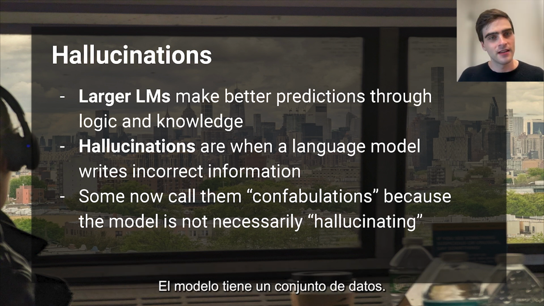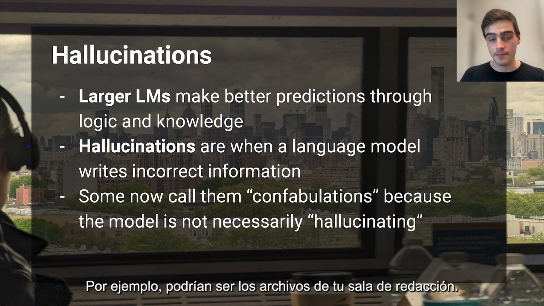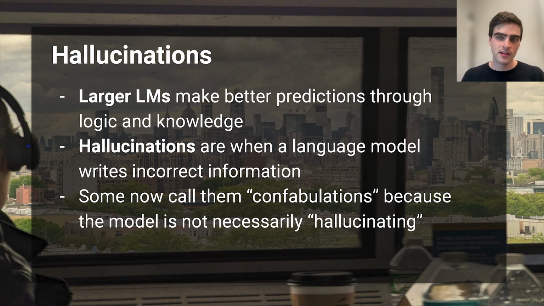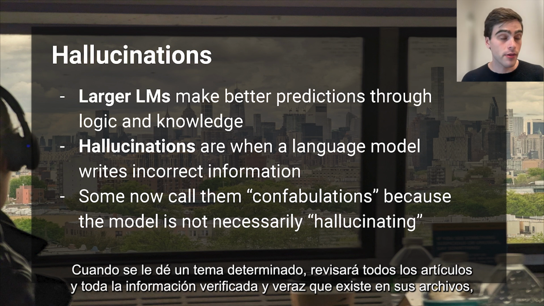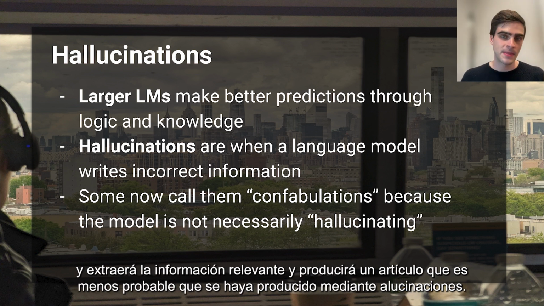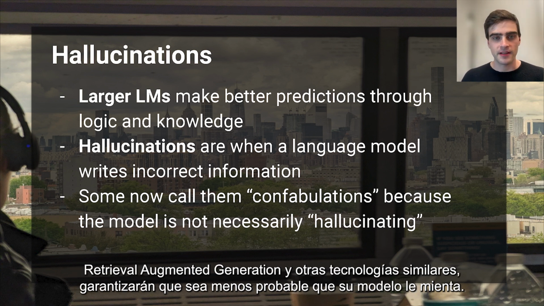journalist. The model has a data set. For example, it might be the archives of your newsroom. When given a certain topic, it will go through all the articles and all the vetted, truthful information that exists in your archives, and it will pull relevant pieces of information and produce an article that is less likely to have been produced by hallucination. Retrieval augmented generation and other similar technologies like LangChain and agents ensure that your model is less likely to lie to you.